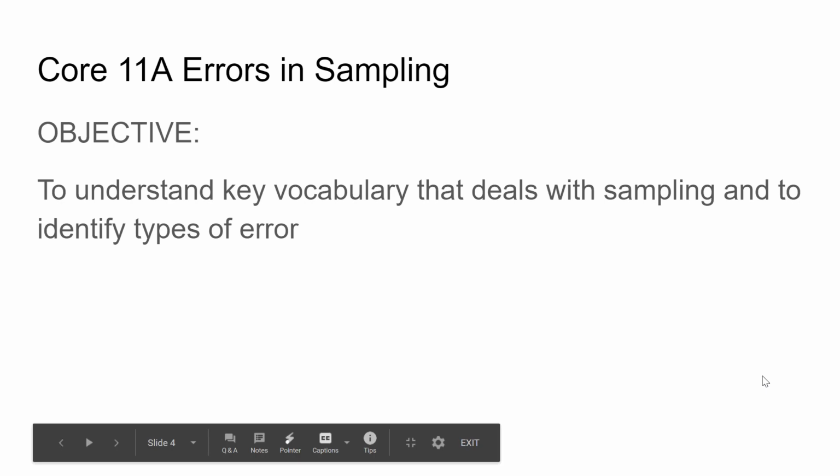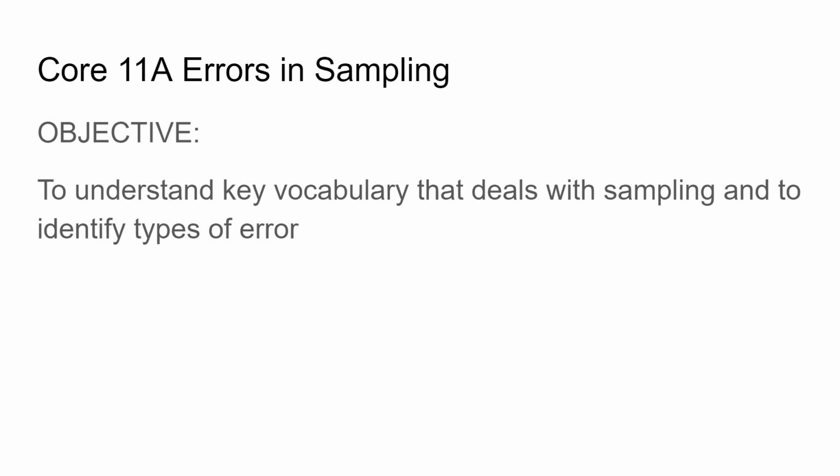Hey, Mr. Patterson here, taking a look at the first section in Chapter 11 of the core book for IB Math AASL. We're going to take a look at errors in sampling here. So we're continuing our topic of conversation dealing with statistics, but getting a little bit away from probability and talking a little bit more about how we collect data in order to analyze it.